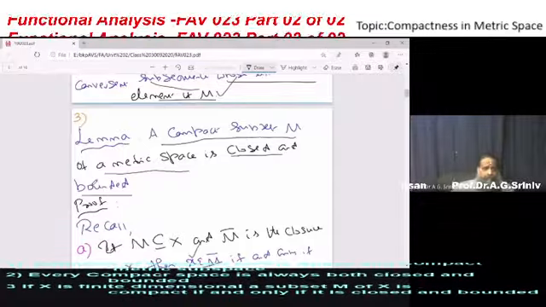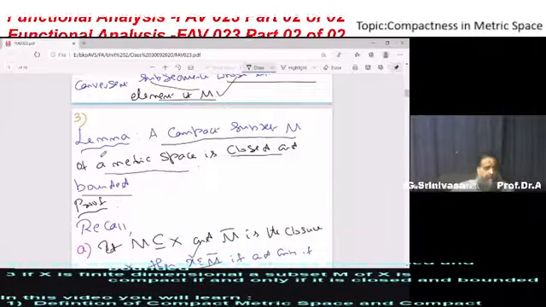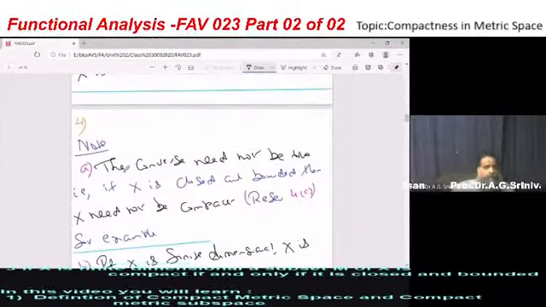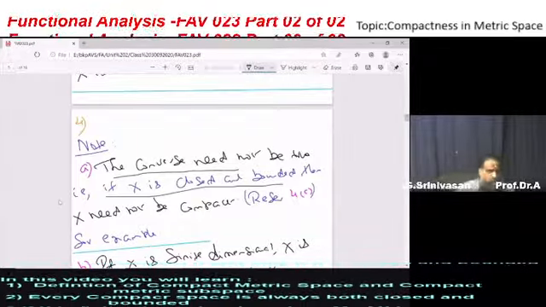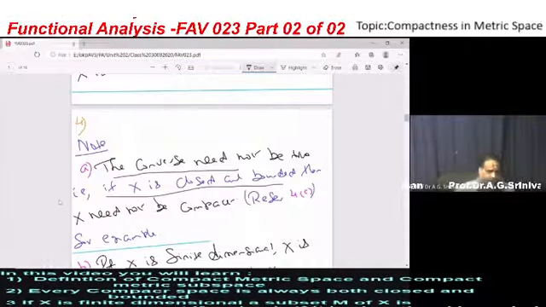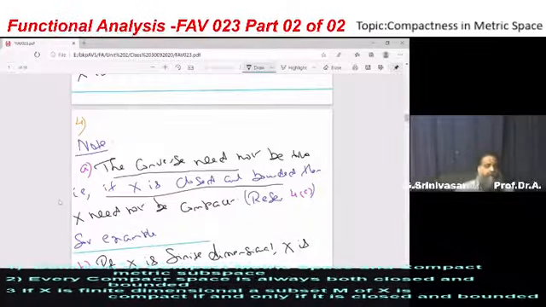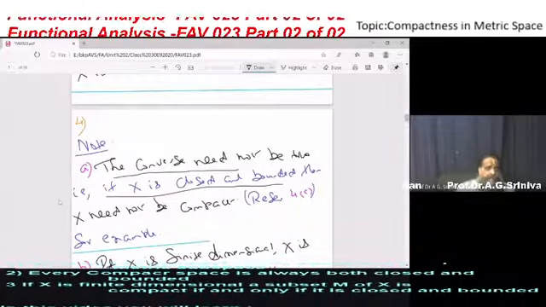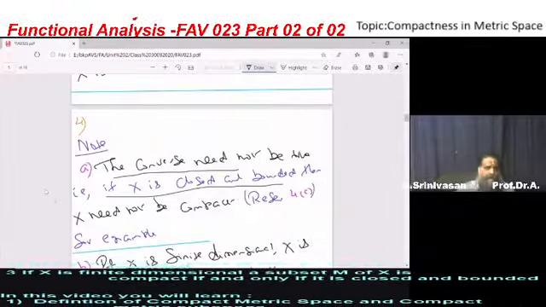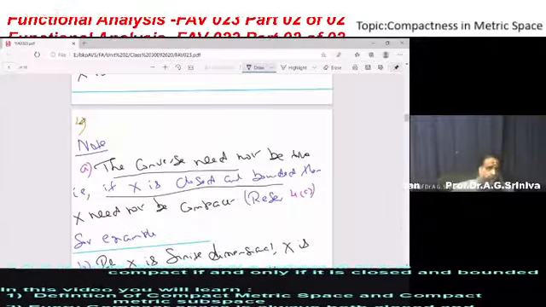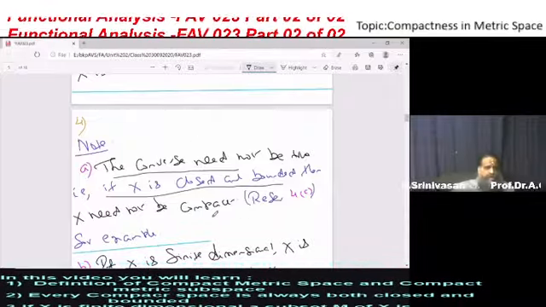A compact subset of a metric space is closed as well as bounded. What about the converse? The converse need not be true. Suppose X is a metric space which is closed and bounded; it need not be compact in general. It can be compact for some examples, but in general, if it is closed and bounded, it is not compact, which I'm going to show with an example after a few minutes in 4C. This is my 4A: the observation that the converse need not be true. In 4C, you will see the example.